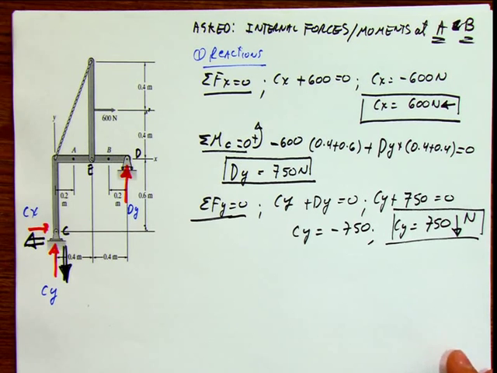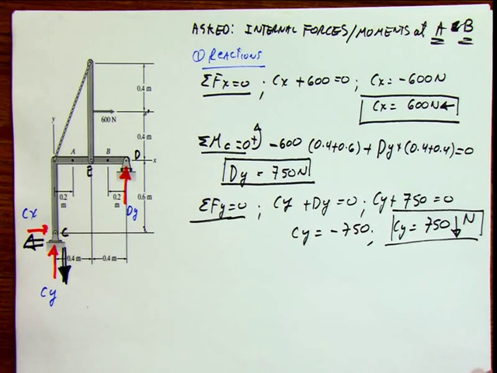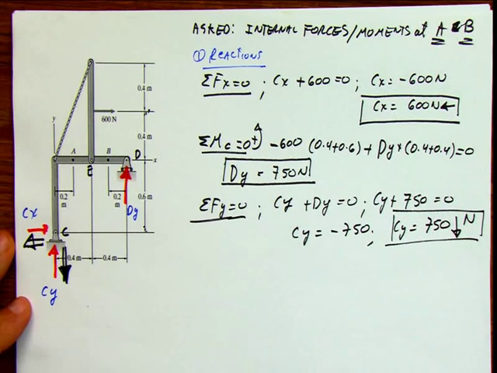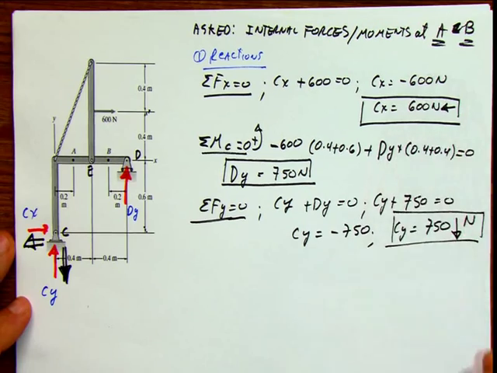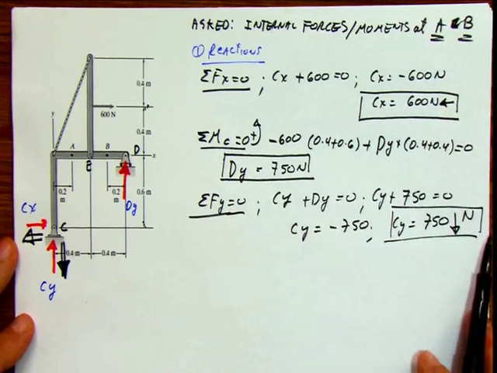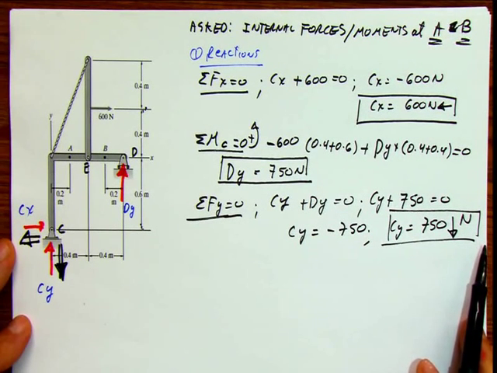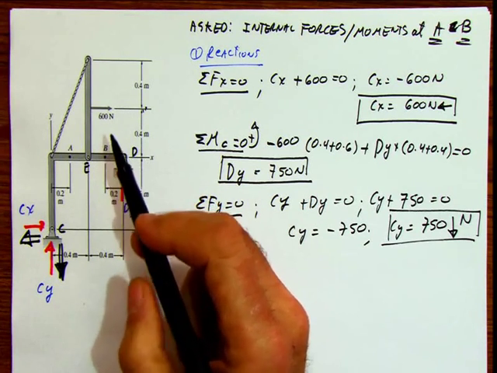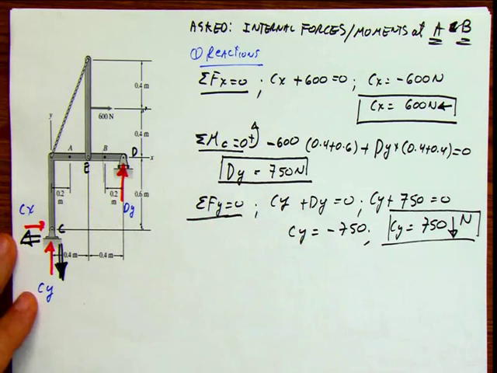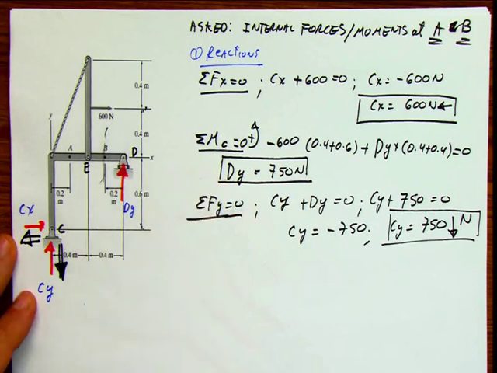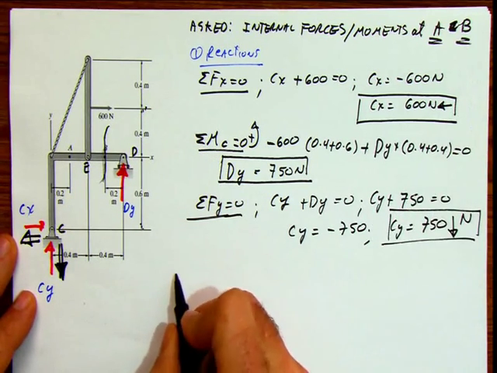Okay, now we can focus on what the problem is asking us to do: calculate the internal forces and moments at A and B. If it was me, and this is a test problem, an exam problem, and the internal forces at A and B were the same, I wouldn't even think about it. I'm going to start with the internal forces at B, because it will be a lot easier to calculate them. Look, I just have to do a cut there. So let's start with internal forces and moments at B.